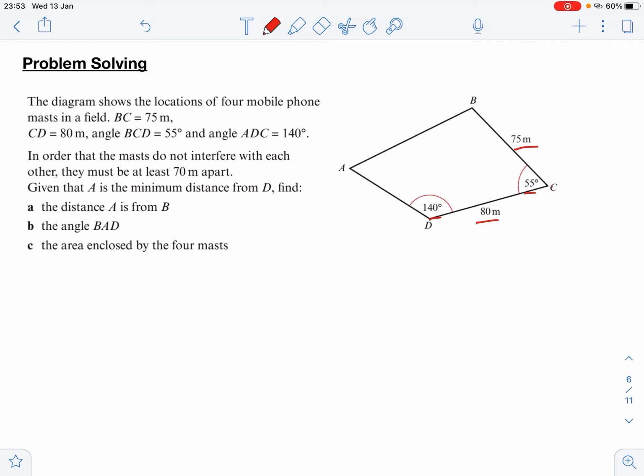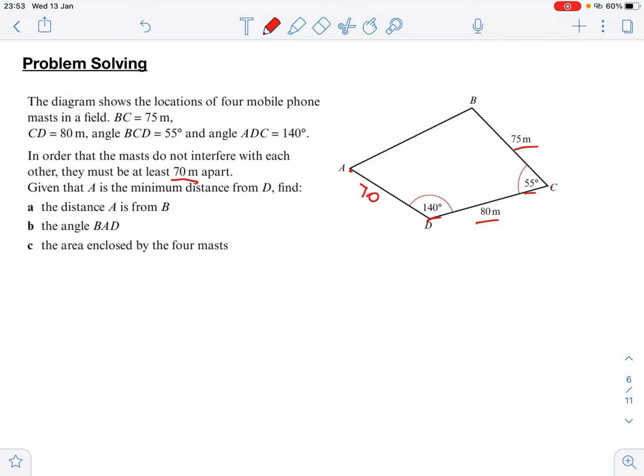So in order that the masts do not interfere with each other, they must be at least 70 meters apart. Given that A is a minimum distance from D, the minimum distance is 70. So this length here is 70 meters.